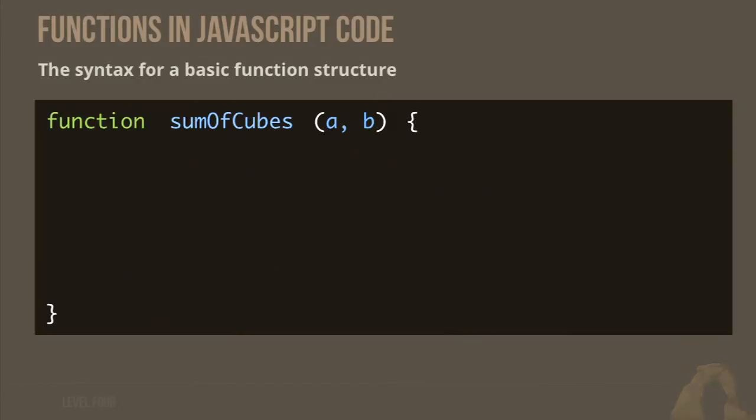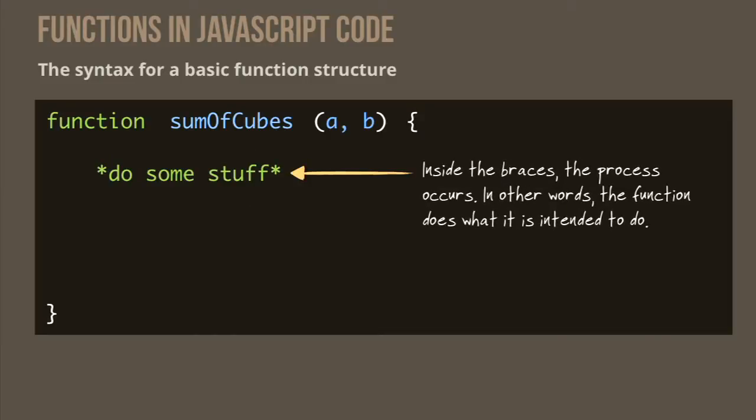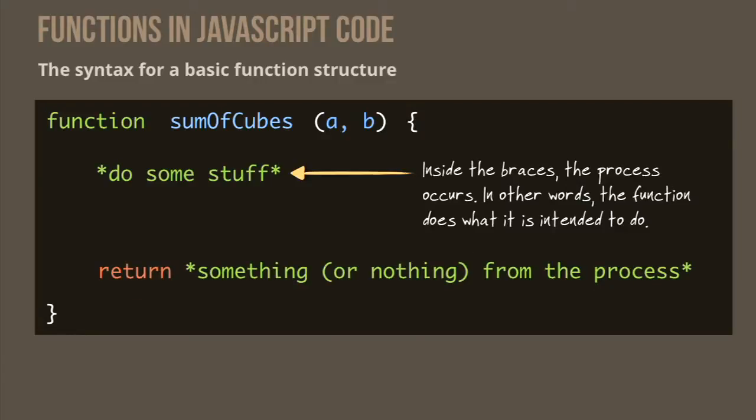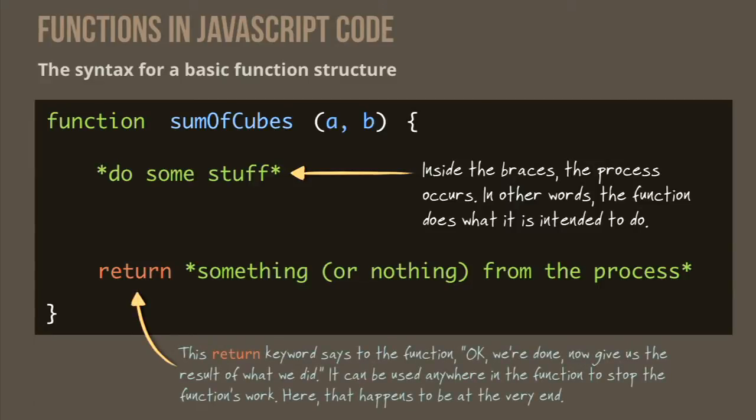Inside the braces, of course, the function will actually do some stuff. That's what we want the function to do. And then at the end of the function, we'll return something or even nothing from the process. That return keyword tells the function, okay, you're done. Go ahead and exit and give us whatever follows the return keyword.